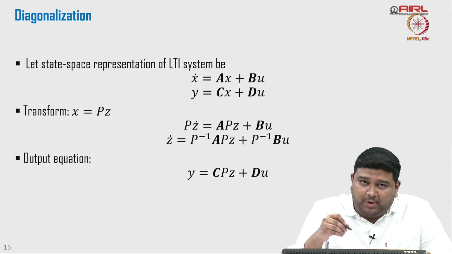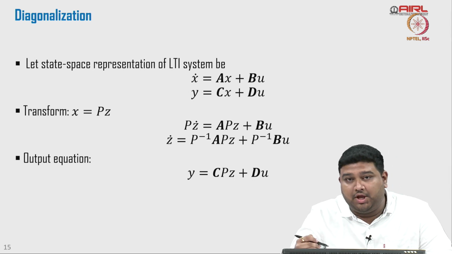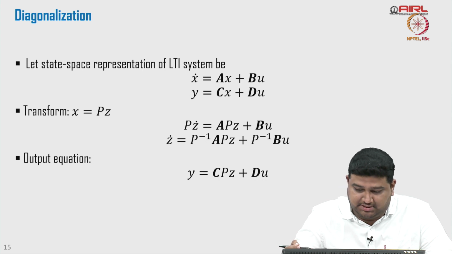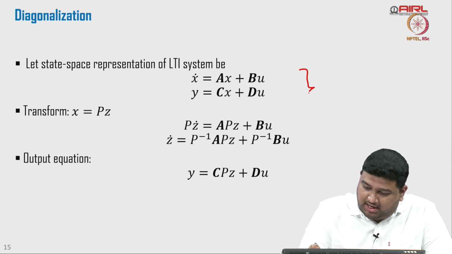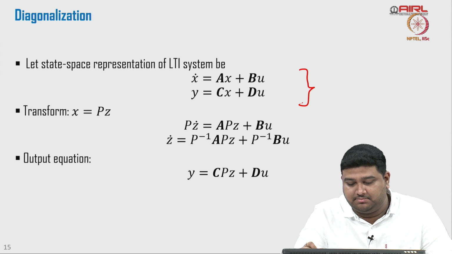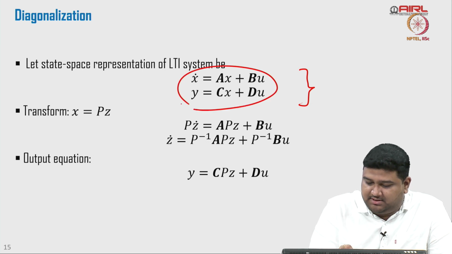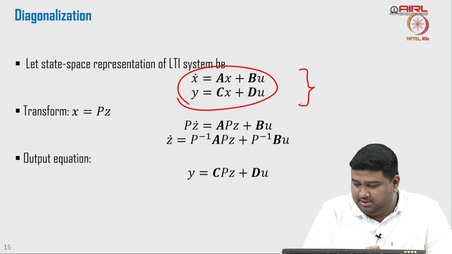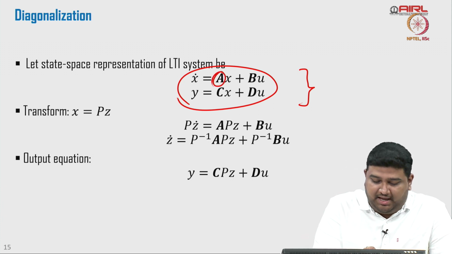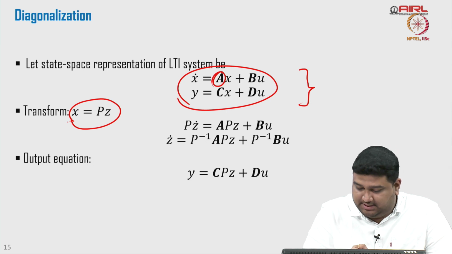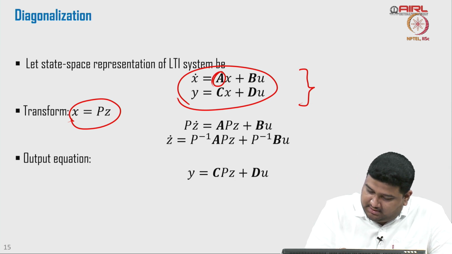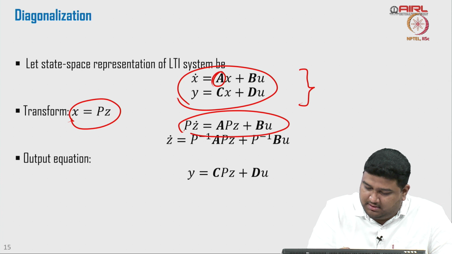Now let us just try to quickly connect how this diagonalization is going to play a role in controls. In the upcoming lectures, you will look at the state space representation of a control system, of a system in general. And now let this be the representation of an LTI system. We are concerned about this matrix A. If we apply the transform x equal to Pz, you can notice that P z dot is APz plus BU. How did we get here?